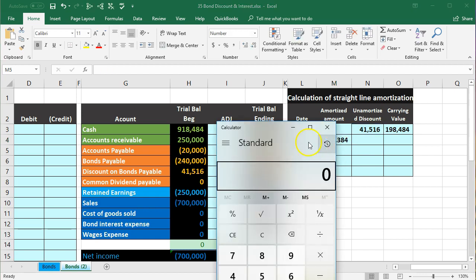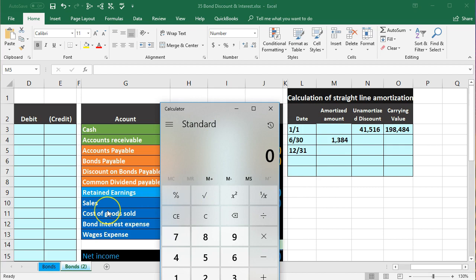So again, this is actually a common problem, and there's a couple different ways we can calculate it. If we take the unamortized discount 41,516 and divide it by the number of years, what's given in the problem, 15, then we're going to take that and divide it by 2, because it's semi-annual, and that gives us this number about.